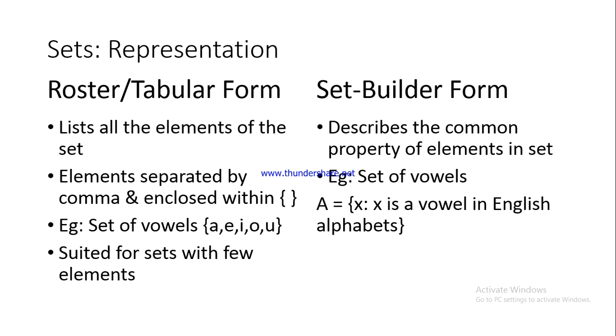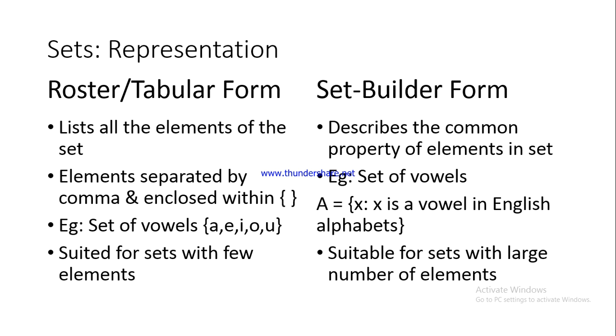You know all the vowels which are there in the English alphabet, A, E, I, O, U, all of them would be part of this set which is denoted by capital A. And how do we say this? We say this like this: A is equal to x such that x is a vowel in the English alphabet. So what we have basically done is we have described the common property of all the elements. And the common property is that they are all vowels in the English alphabet. Is this understood? So this is how you represent a particular set using the set builder form.